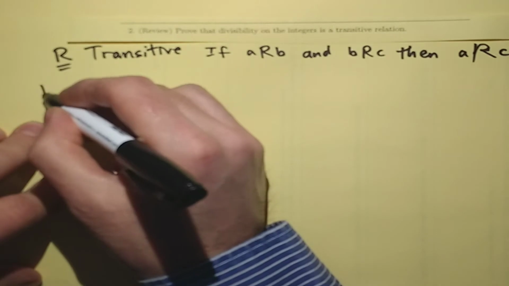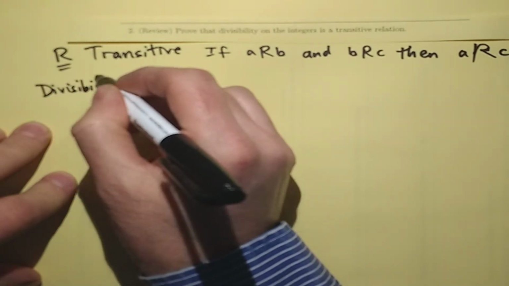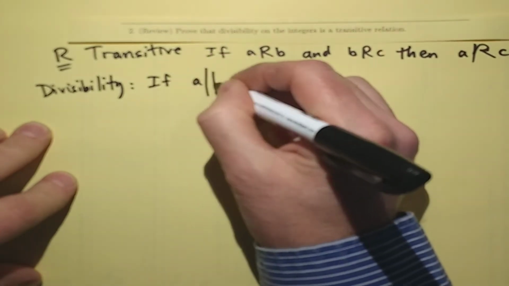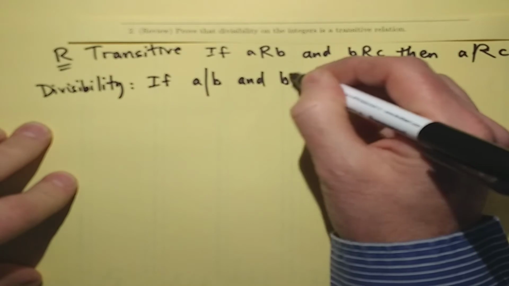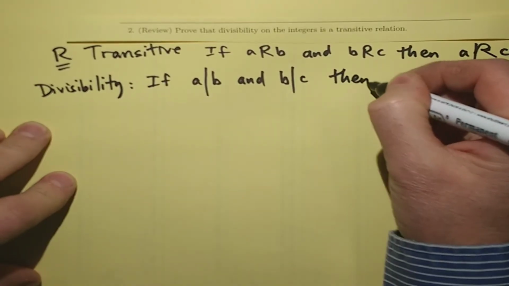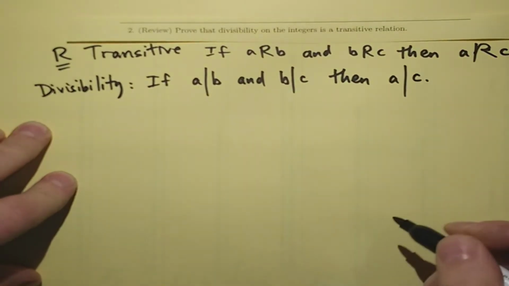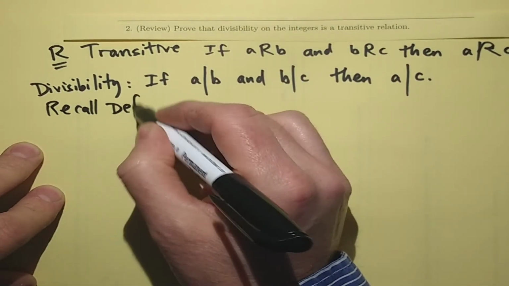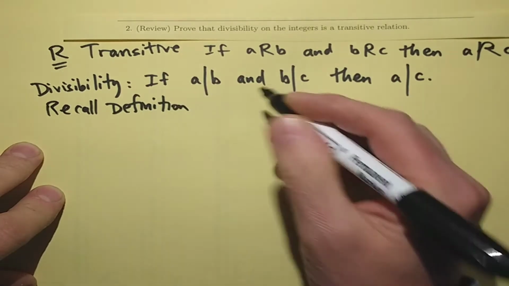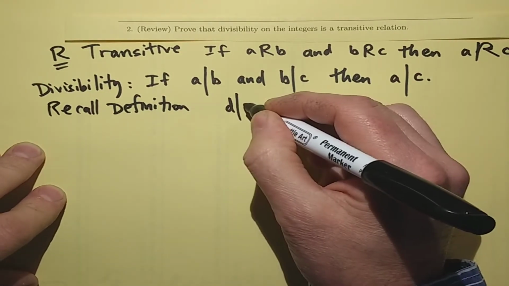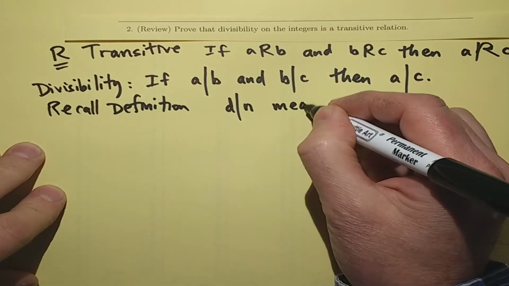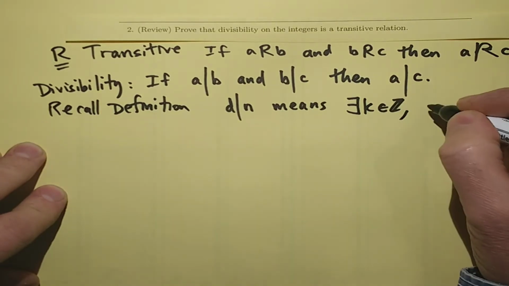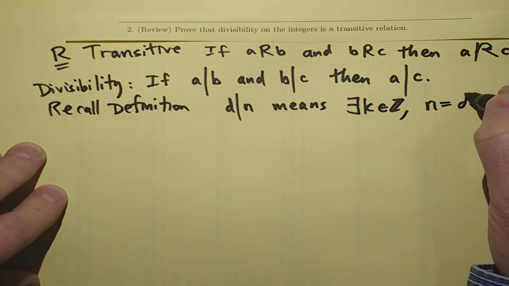So divisibility, what we want to do is show that if A is a divisor of B and B is a divisor of C, then A is a divisor of C. And we have to remember the definition. D is a divisor of a number n means that there is some integer k so that n is D times k.